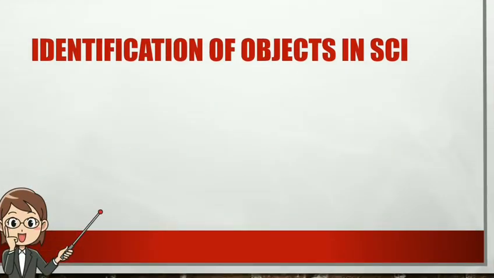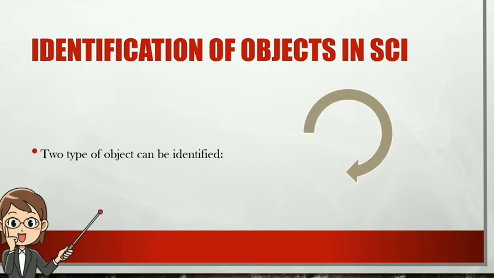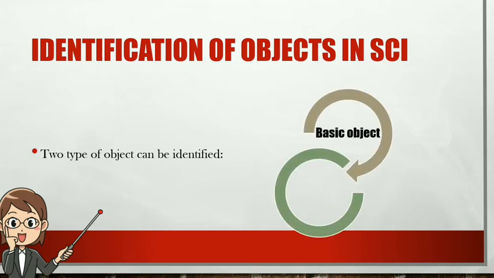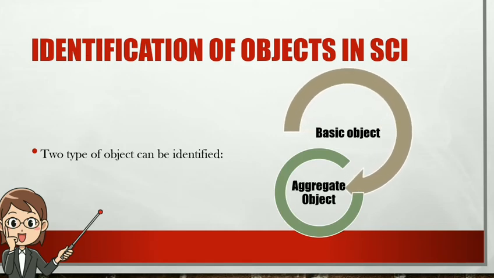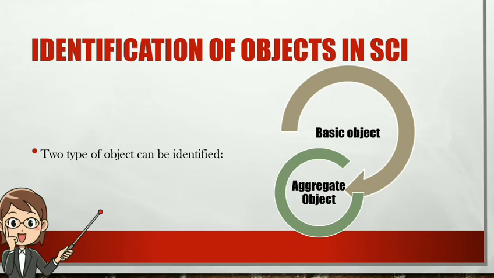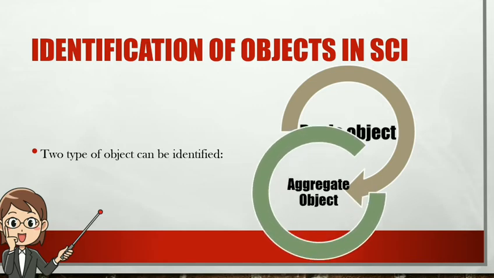Identification of an object in the SCM. To control and manage a software configuration item, it should be separately named, as I already told. Two types of objects can be identified: basic objects and aggregate objects. A basic object is a unit of information that has been created by a software engineer during analysis, design, code and test. Next comes the aggregate object. An aggregate object is a collection of basic objects and other aggregate objects.